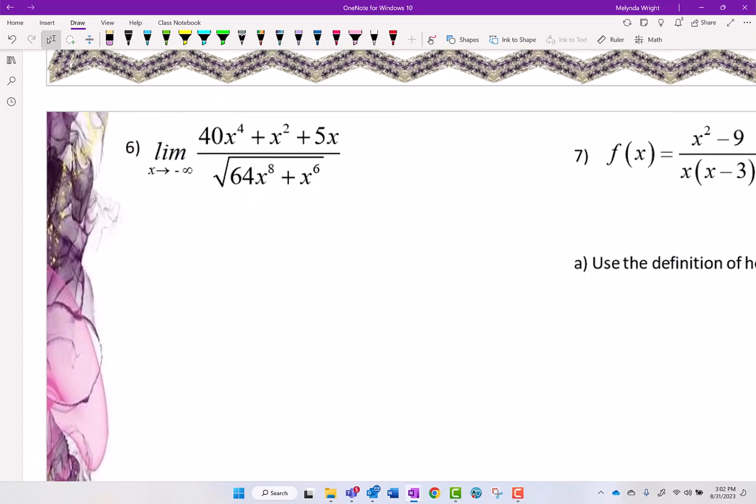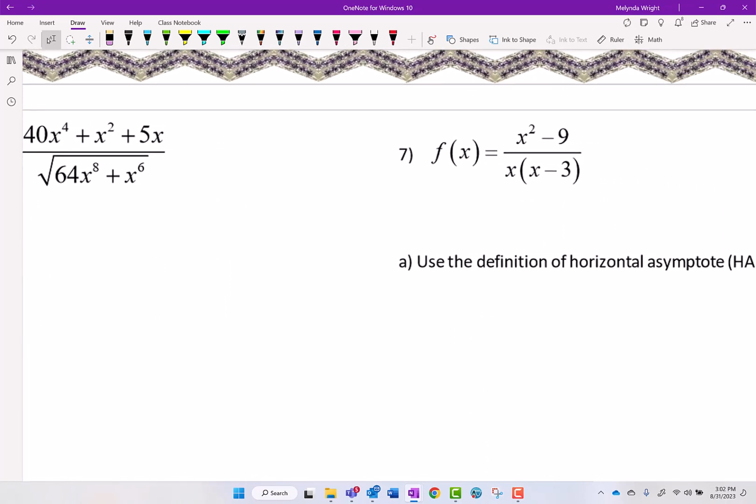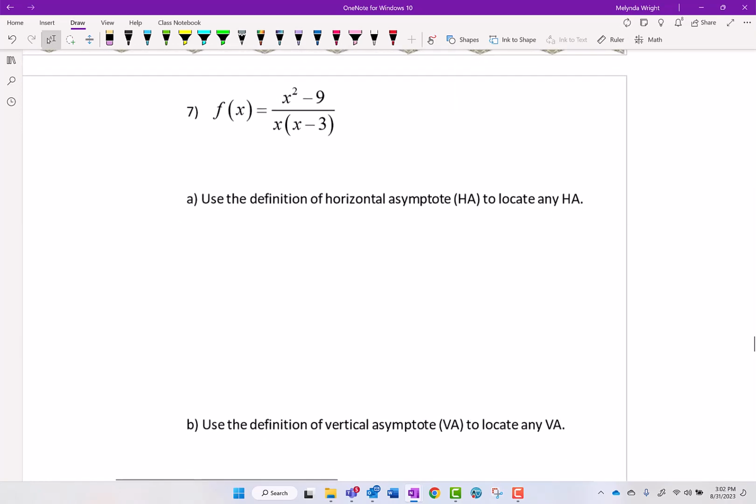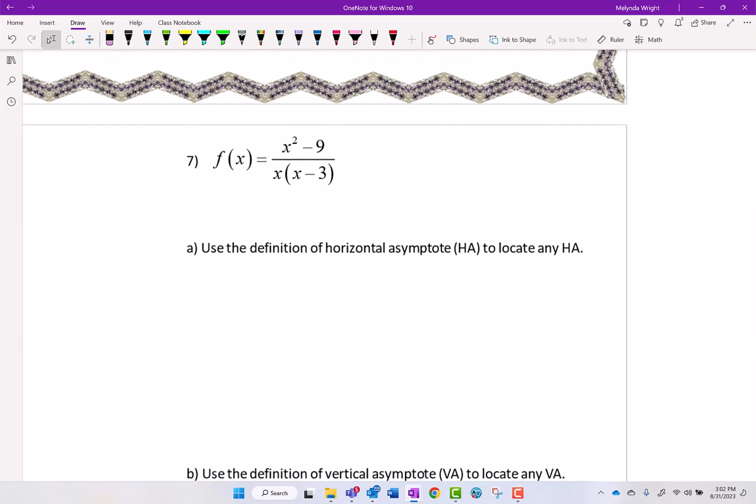Number 6 is a little stinker. I'm going to save it for last. I know you're like, oh no, let's do it now. Let's look at the horizontal and vertical asymptotes and then we'll go back to it. So, horizontal asymptote: the definition would be the limit as x goes to infinity of x squared minus 9 over x times x minus 3. I'm going to multiply out the bottom so that our technique works, so this is x squared minus 3x.